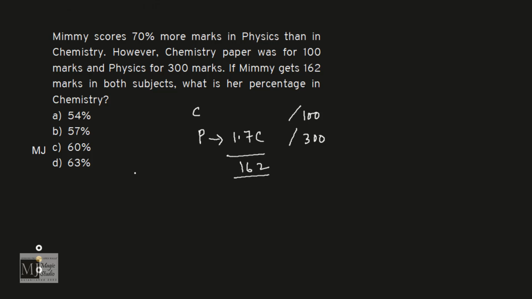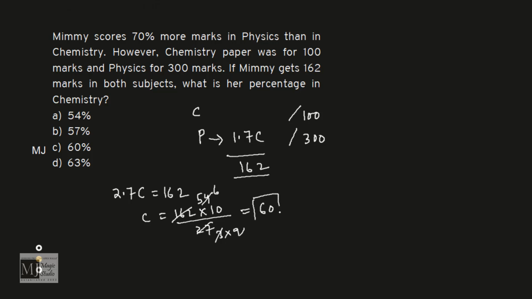162, sorry. So C plus 1.7 C is 2.7 C is 162. C is 162 by 2.7. So let me make it 1620 by 27. Okay, 3 is 5, 4. And this is 3 into 9. So that is 3 cancel, 9, 6. So Mimi's score is 60 in chemistry.